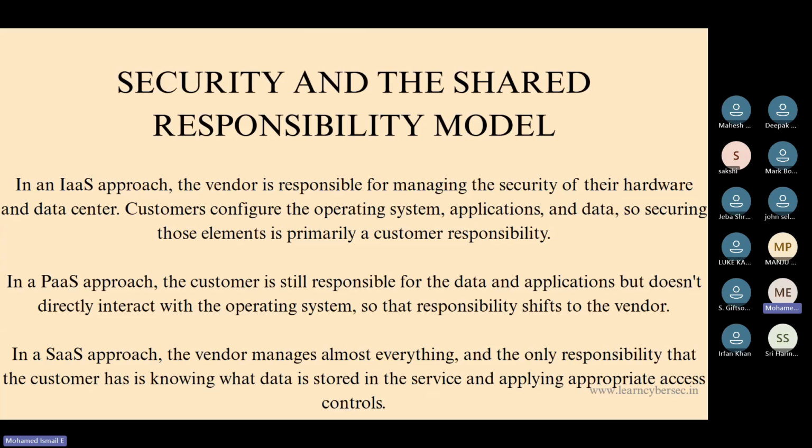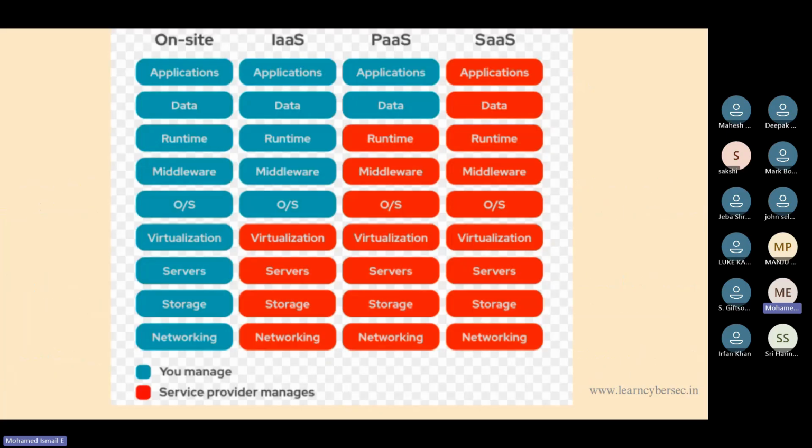In the SaaS approach, the vendor is responsible for managing the security of their hardware. Okay, in the PaaS approach, the customer is still responsible for the data and application, but doesn't directly interact with the operating system, so the responsibility shifts to the vendor. In the SaaS approach, the vendor manages almost everything. The only responsibilities the customer has are knowing that data is stored in the service and applying appropriate access controls. That's all the customer's responsibility. So from an exam standpoint, you must know the security responsibility model for IaaS, PaaS, and SaaS.